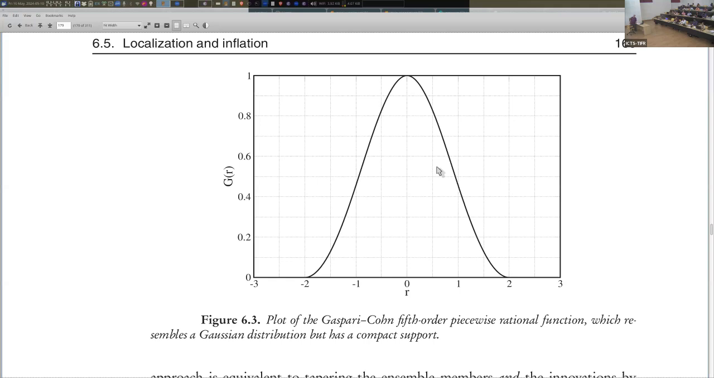It's this function. This is the specific Gaspari-Cohn function. I think this is not the same one I referred to yesterday, I don't remember now. This is a piecewise fifth-order polynomial that's patched together in order to get something that looks kind of like a Gaussian distribution, except that it actually goes to 0 after a certain limit. And that limit, that number, can be changed.